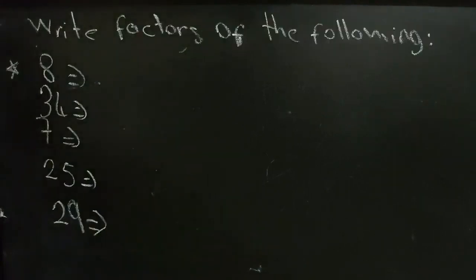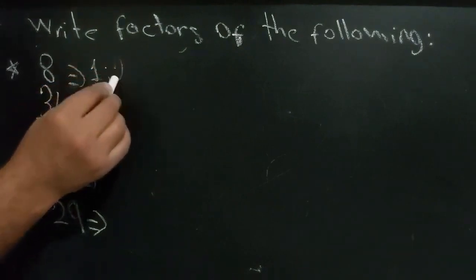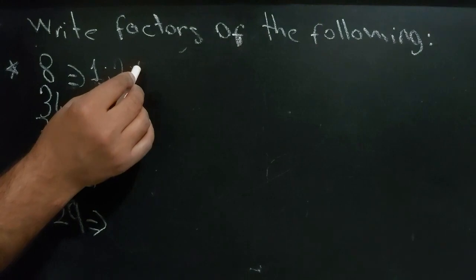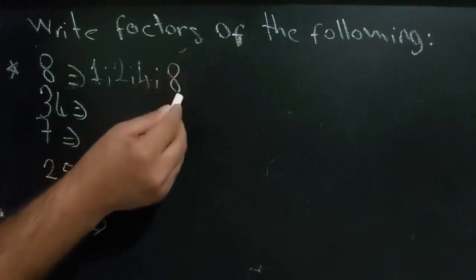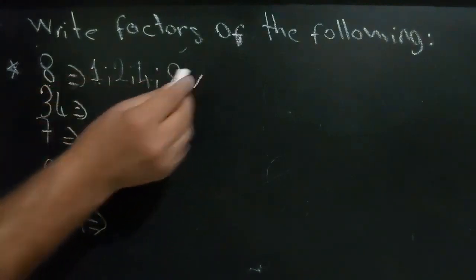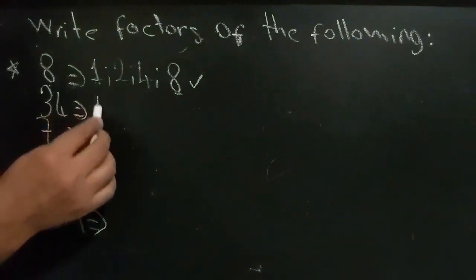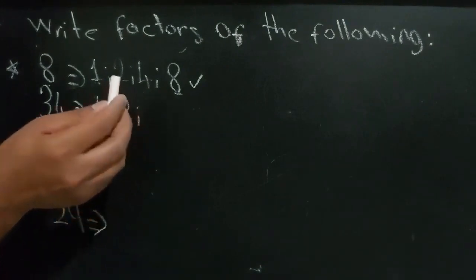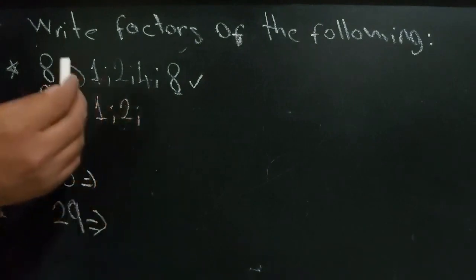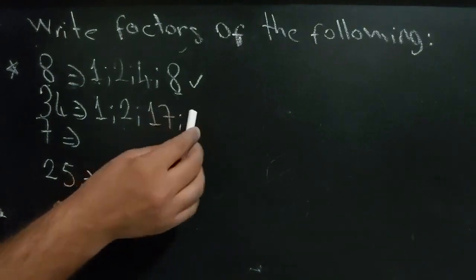Alright, let's have a look at this question. Write factors of the following. For 8, 8 is divisible by 1, 2, 3 no, 4 yes, 5 no, 6 no, 7 no, 8 yes. When you come to your number, you stop. And for 34, that will be 1, 2, 3 no, 4 no, 5 no, 6 no, 7 no, 8 no, 9 no, until when you go to 17, 17 yes, and 34.